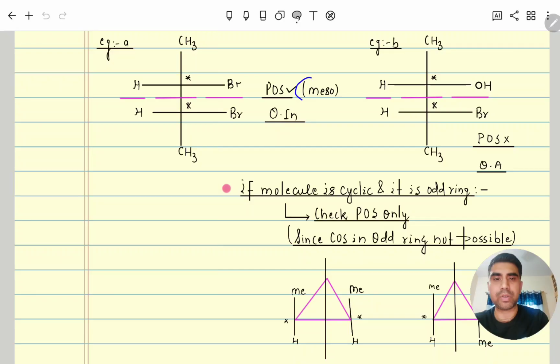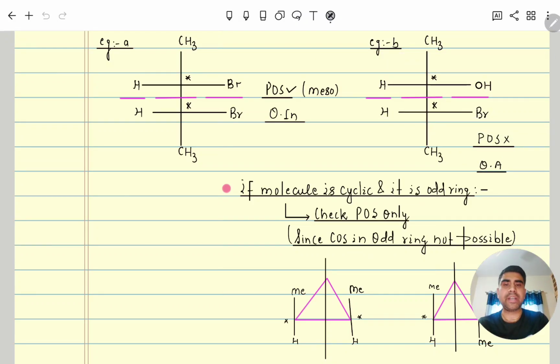So such types of compounds are called identical or meso compounds, meaning this compound is optically inactive. No need to check COS in an acyclic compound with more than 2 centers. So here we can see again more than one center is there, so 2 centers, and a plane of symmetry is not there. Why? Because here bromine is there, here OH is there, so this compound is optically active.